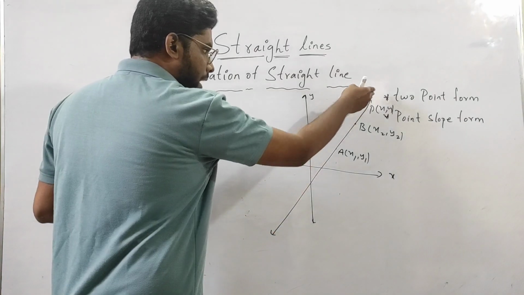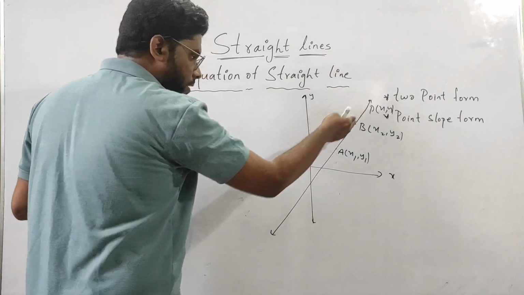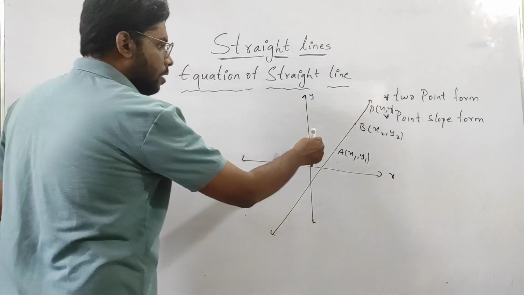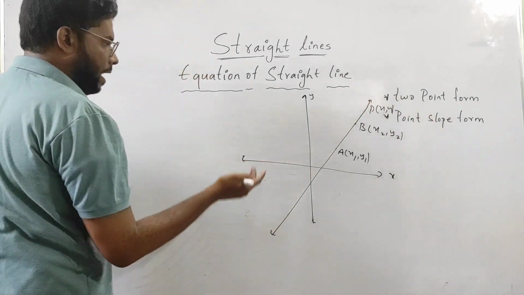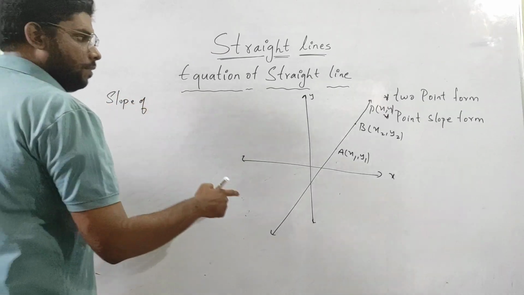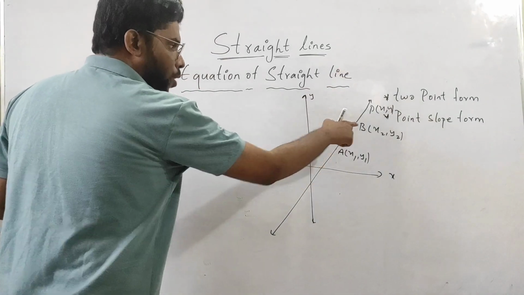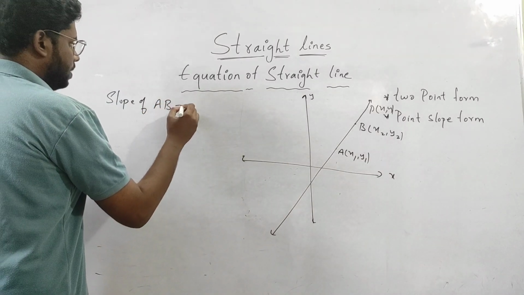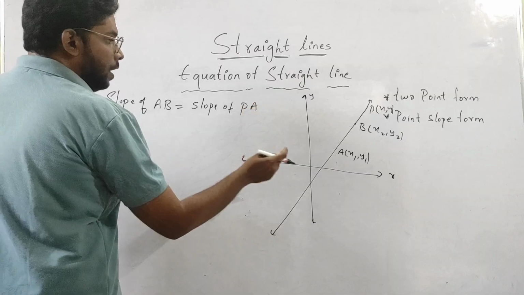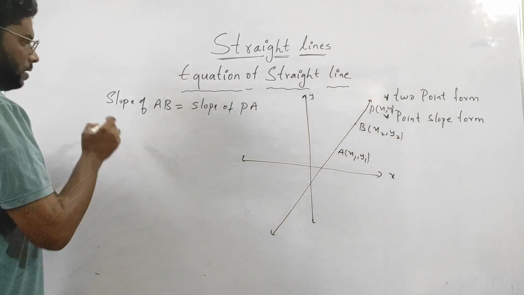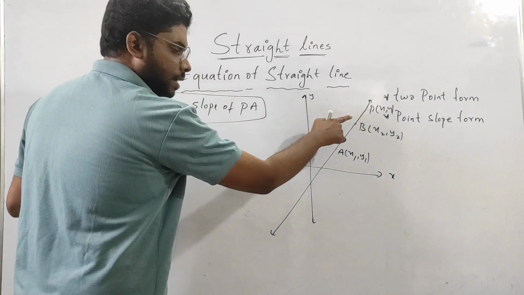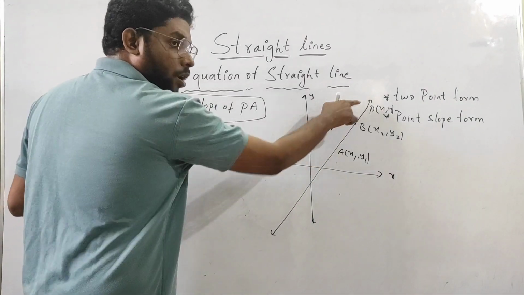From 2D geometry we have learned that if three points lie on a straight line, then the slope of AB is equal to the slope of PA. If three points lie on this straight line, then I can write that the slope of AB is equal to the slope of AP or PA.